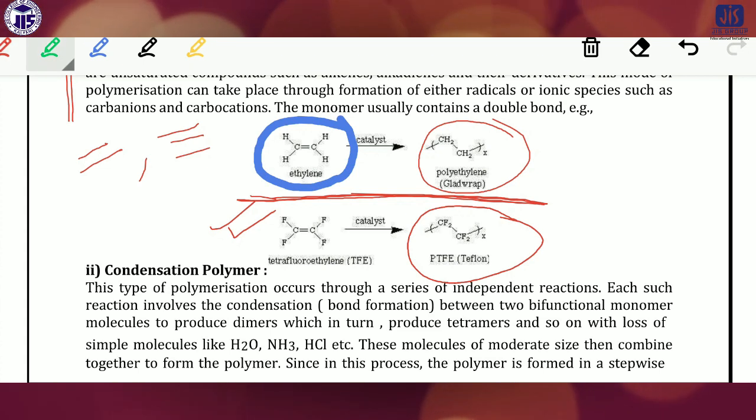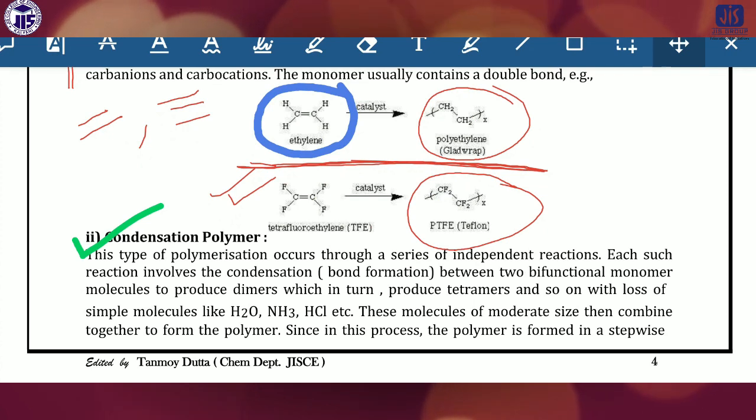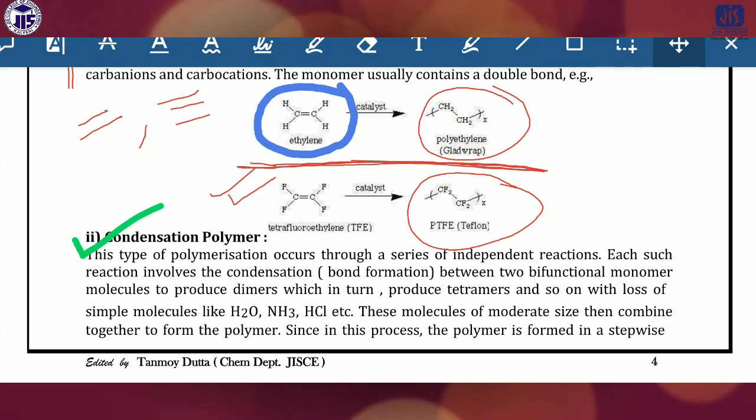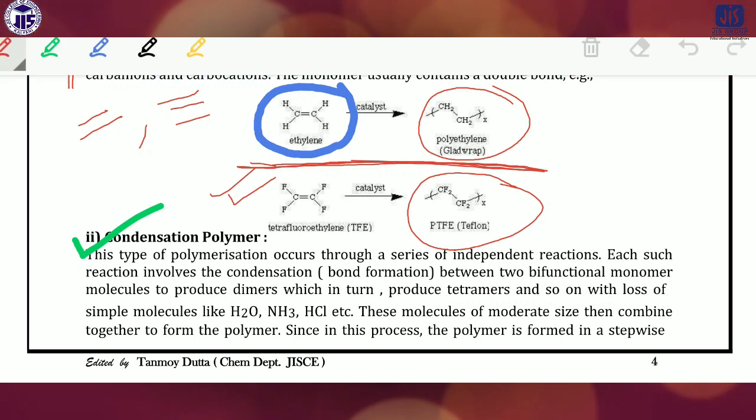But if you consider the condensation polymer, what I told you is that this type of polymerization occurs through a series of independent reactions. Each such reaction involves condensation, meaning bond formation between two bifunctional monomers. This is very important. Two bifunctional monomers means, like, there will be an alcohol group, this is the functional group. So these two bifunctional monomers will react with each other.